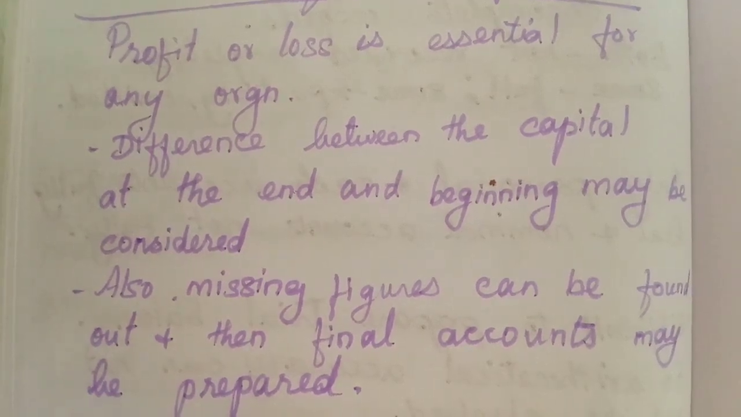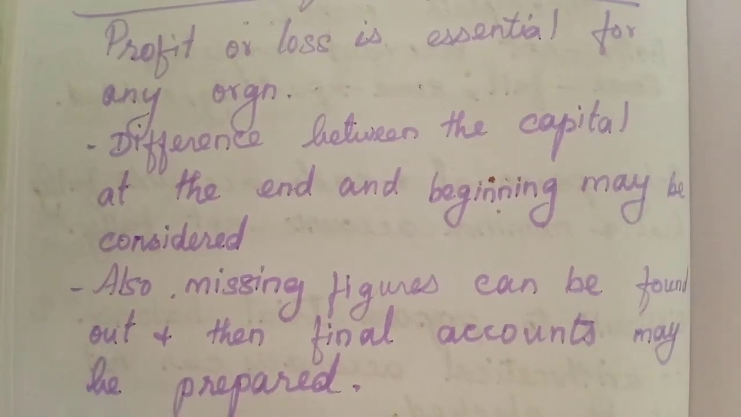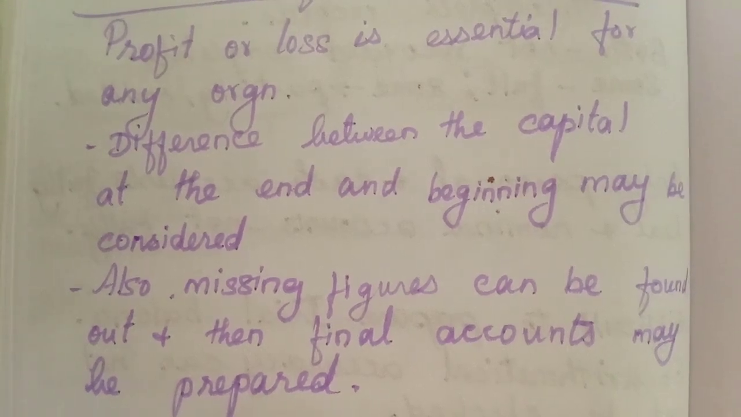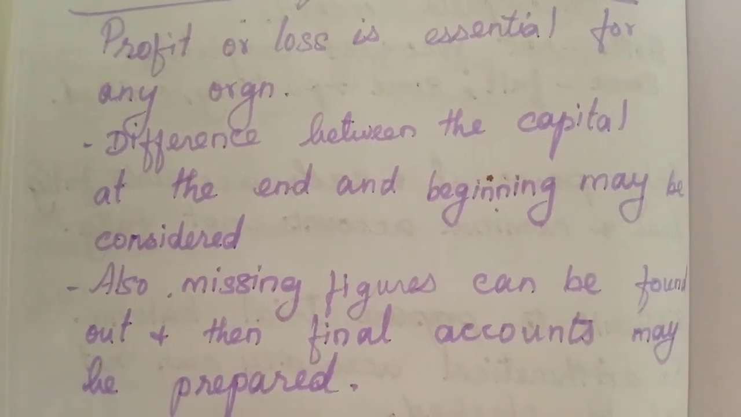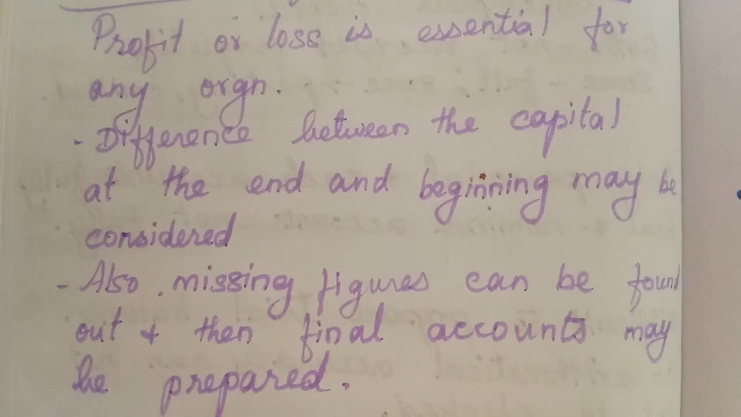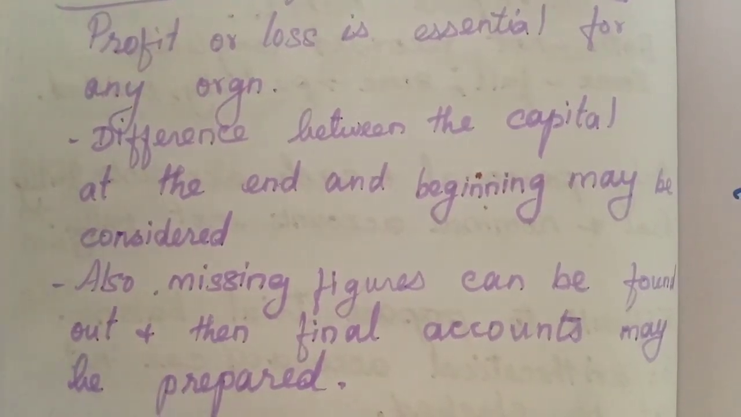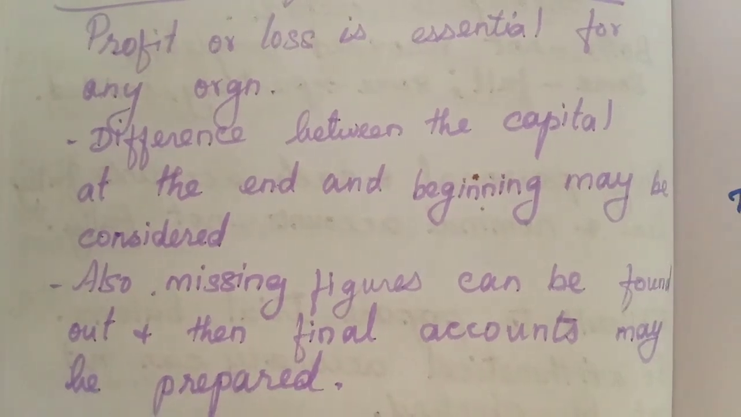And sometimes, since it is a private business, he may withdraw some money for his personal purpose, that is called the drawings. And to improve his business, he might have introduced additional capital. That additional capital will increase his closing capital. So we have to make two adjustments to find out his profit: adjustments with regard to the drawings and the additional capital. Now we will see this.